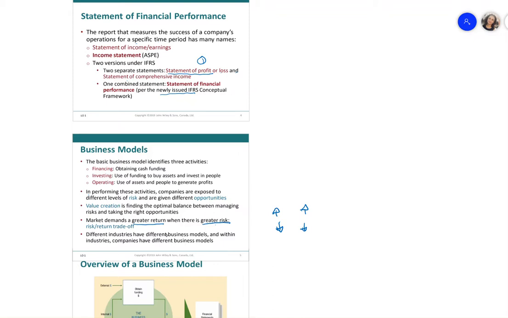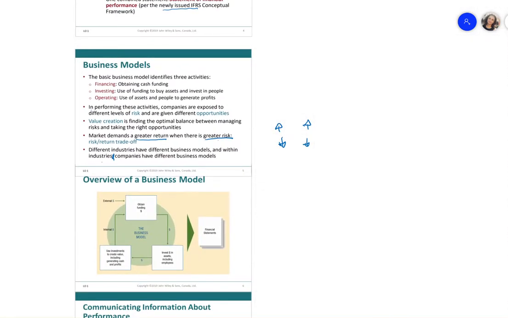Different industries have different business models, and within industries too. There's no one model that fits every business. Every company has a different model, every business, every different industry. So when we think of an overview of the model, this is how it works in order. What we're doing is obtaining funds. We can obtain funds externally, or we can obtain funds internally. So these are both places the money comes from.